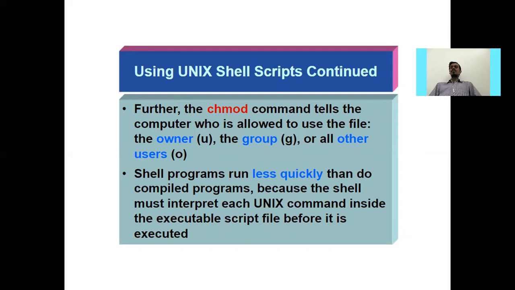A shell program runs more slowly than a compiled program because the shell must interpret each Unix command inside the executable script file before it is executed. We know that the shell acts like an interpreter, so it interprets commands one by one inside the executable script file and gives them to run or execute.